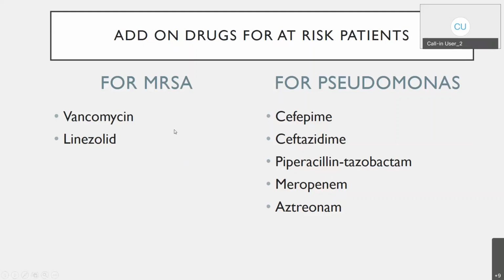Meropenem also has a lower nephrotoxicity risk, but it can induce resistance in other gram-negatives. And so for antimicrobial stewardship purposes, we try not to use meropenem except as a last resort. And then aztreonam would be a drug to consider in someone who has a penicillin allergy.